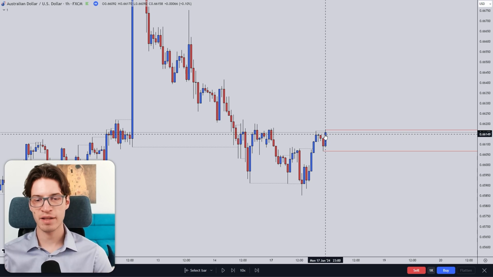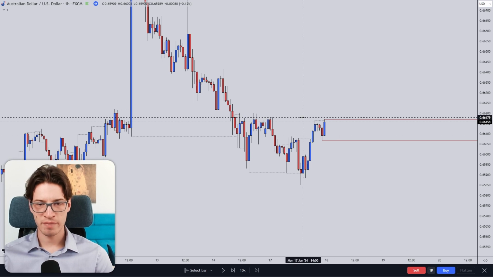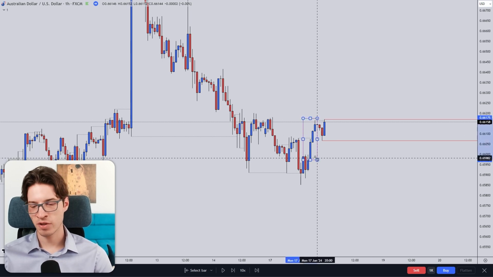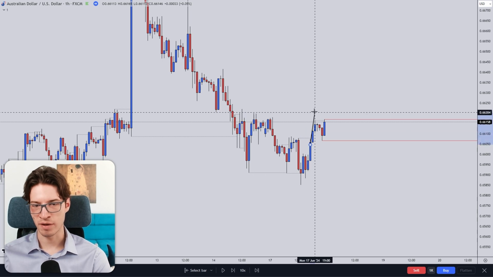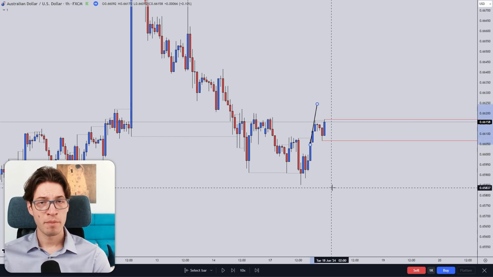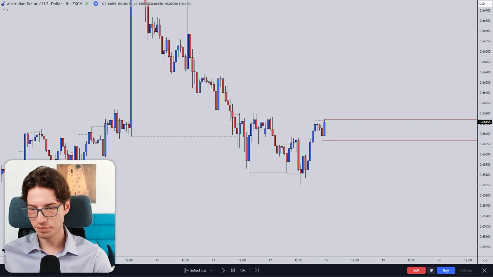If this was a valid flag, would I have taken it? I don't think so. Because this momentum was just not enough for me. I wanted to see bigger momentum, especially on a Monday, okay? I wanted to see something like this. Bit of stronger momentum, and then I would be interested in some buy setups.